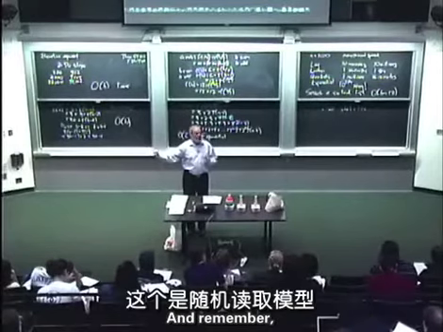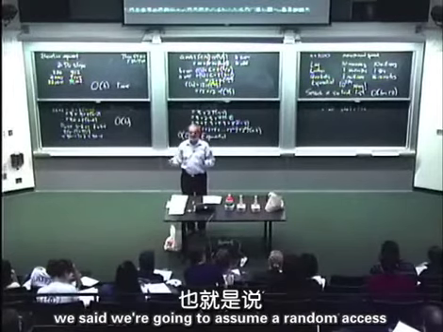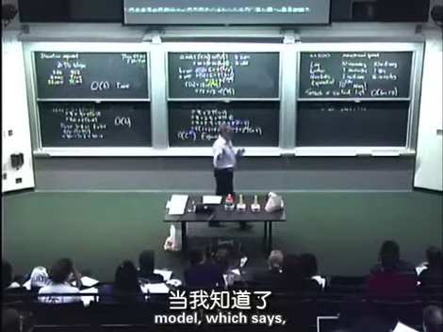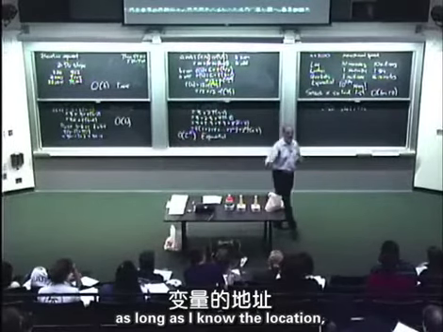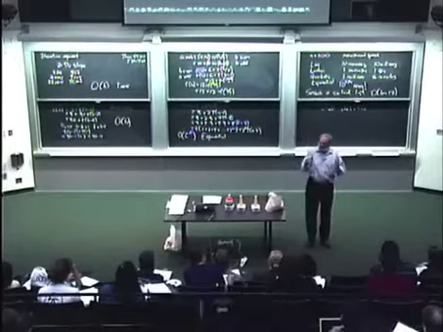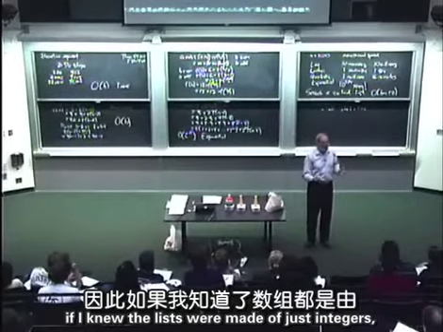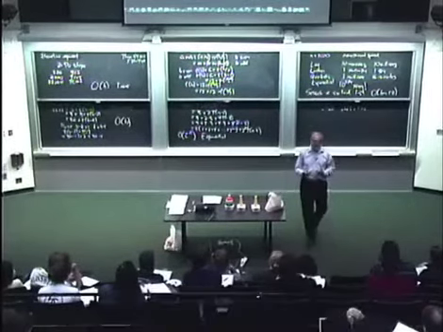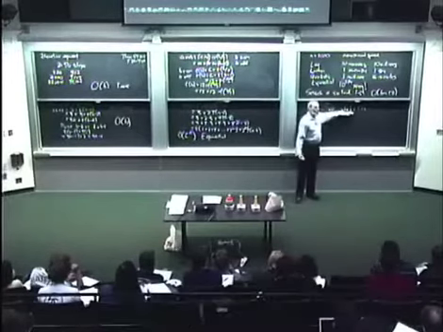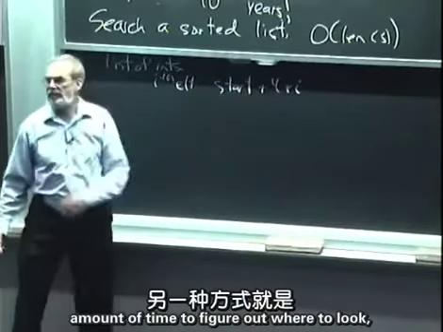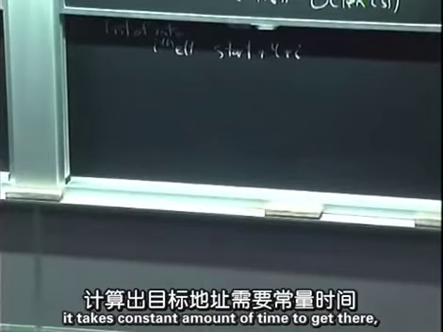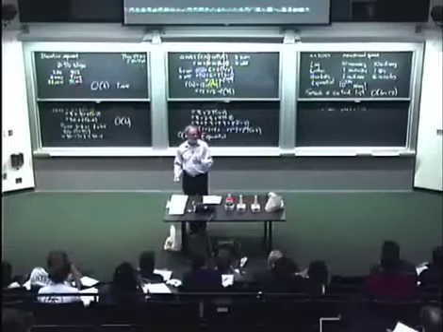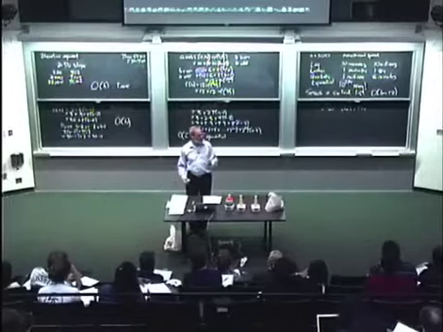And remember, we said we're going to assume a random access model, which says as long as I know the location, it takes a constant amount of time to get to that point. So if I knew the lists were made of just integers, it would be really easy to figure it out. Another way of saying it is this takes constant amount of time to figure out where to look. It takes constant amount of time to get there. So in fact, I could treat indexing into a list as being a basic operation.